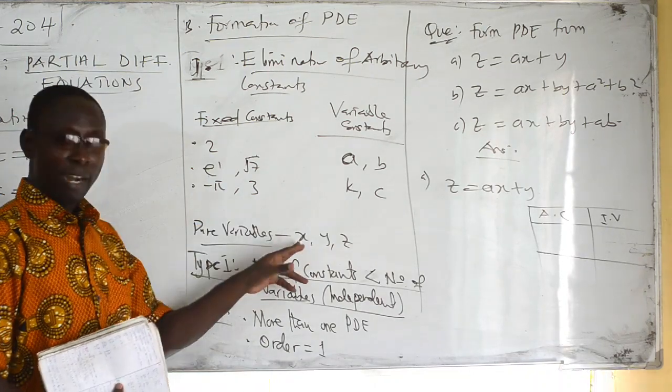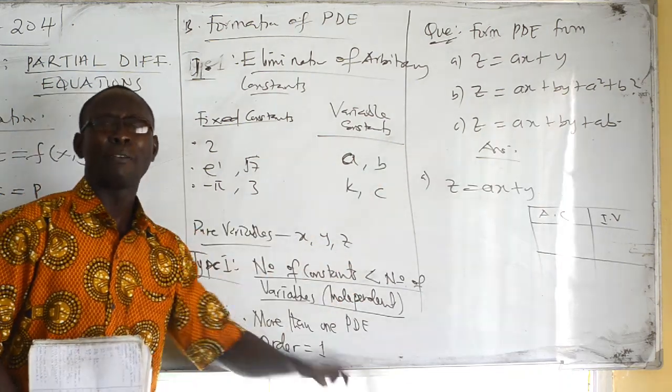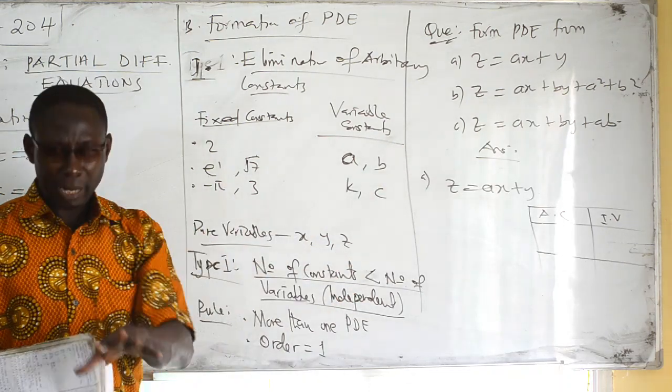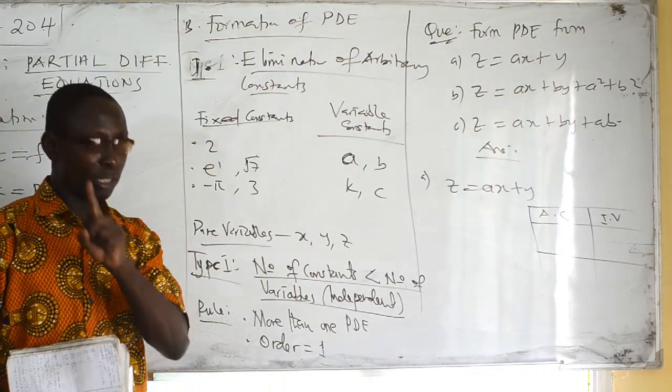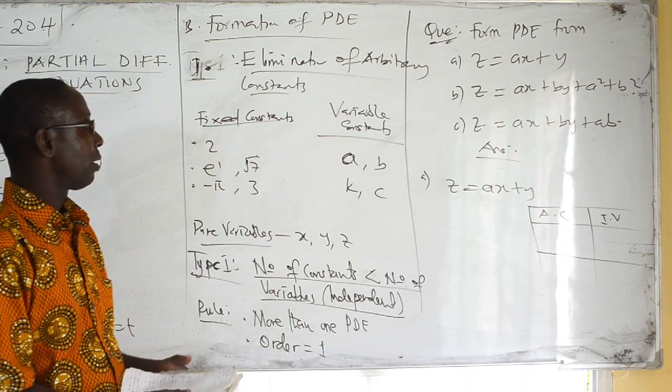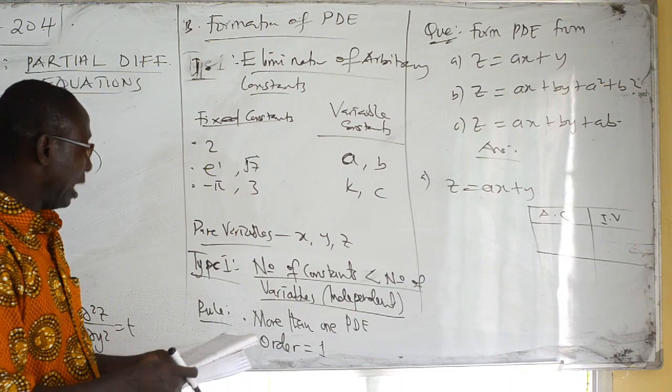Now, pure variables are X, Y, Z. What I'm trying to say is that in any question that I give to you, apart from X, Y, Z, that are pure variables, any other letter that you see, they are variable constants, or independent variable. Okay. So let's see how this is going to be.